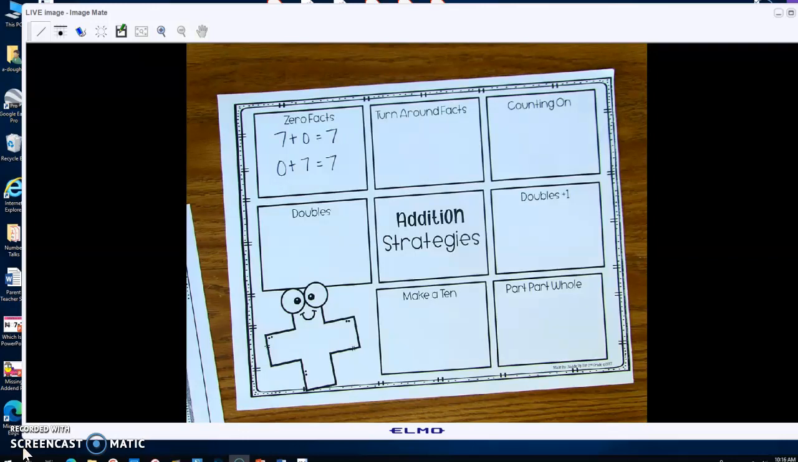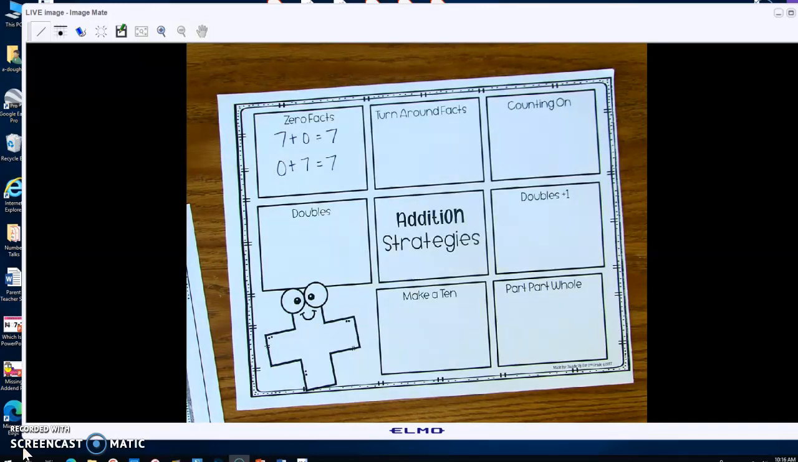All right, add this to your notes. That's our 0 facts. Any number plus 0 is the same number. Any number plus 0 equals the same number.